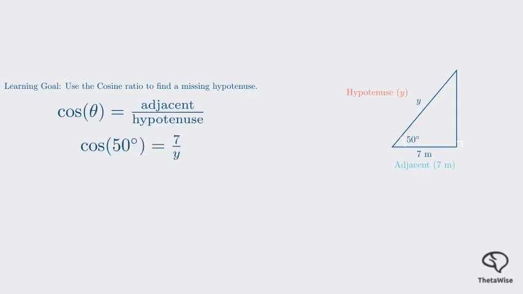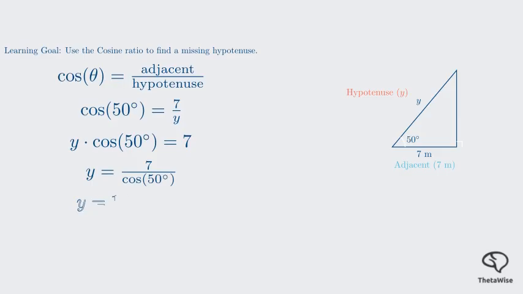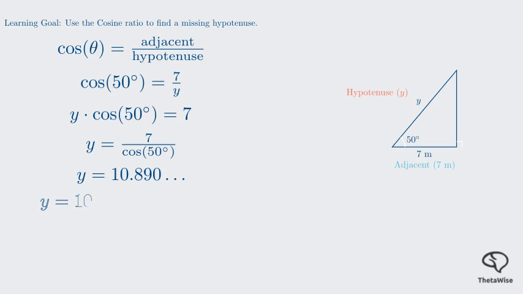Substitute the values. Cosine of 50 degrees equals 7 divided by y. This one is slightly different because our unknown is on the bottom. We multiply by y and then divide by cosine of 50 to isolate y. Using a calculator, we get 10.890 and more digits. To round to three significant figures, the 8 rounds up because of the 9. Our final result is 10.9 meters. Notice how the working follows a logical flow down the page.